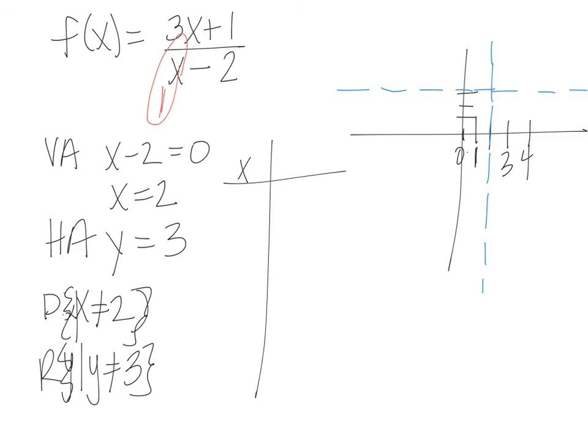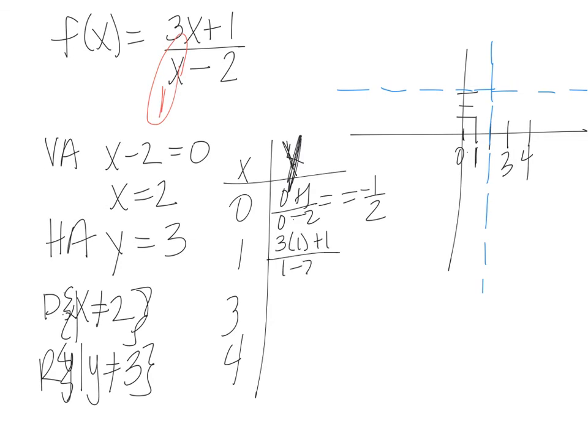So we make our table, and we get, let's see, 0, 1, 3, and 4. When I plug in 0, I get 0 plus 1 over 0 minus 2, which is negative 1/2. When I plug in 1, I get 3 times 1 plus 1 over 1 minus 2, which is 4 over negative 1, negative 4. So those 2 points, 0, negative 1/2, and 1, negative 4. And I draw my branches.